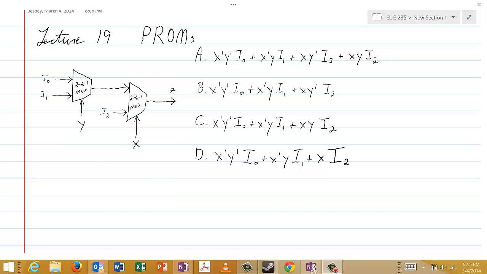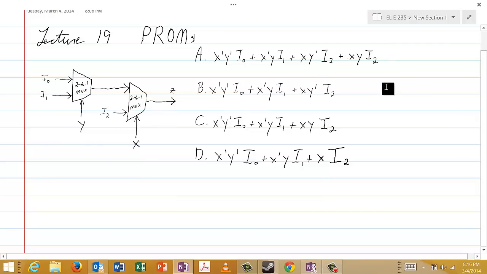So this is question 17.3. We had two 2-to-1 multiplexers, this one and this one. The select lines had the signals X and Y. The inputs on the first multiplexer are I0 and I1. Here we have I2, and we have the output Z. In the last problem on the test, you were asked to identify all of the choices, and here were your four choices, that correctly express the output Z in terms of these inputs X, Y, I0, I1, and I2.